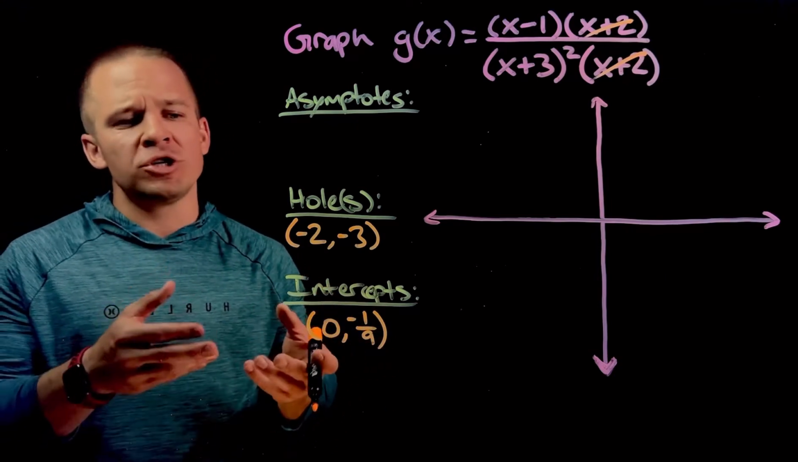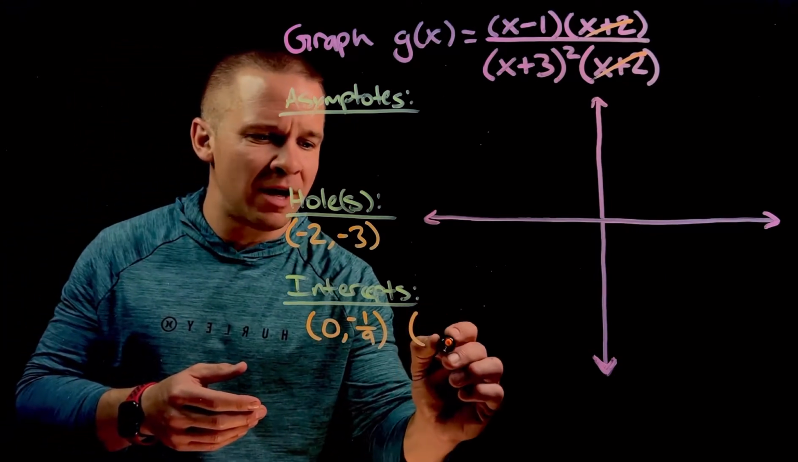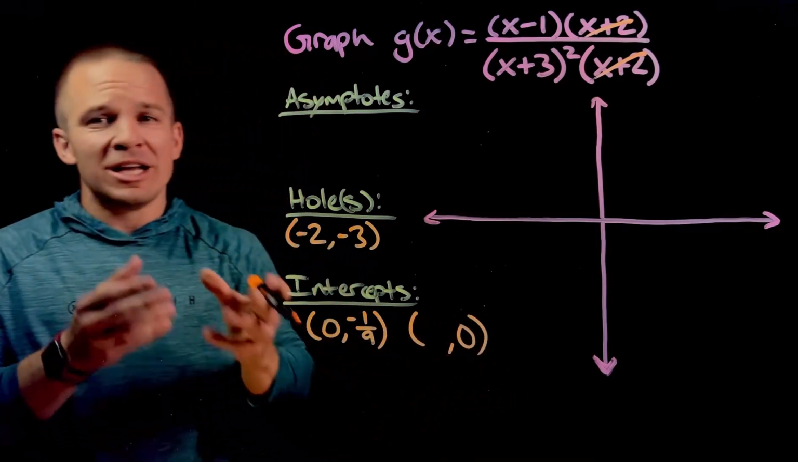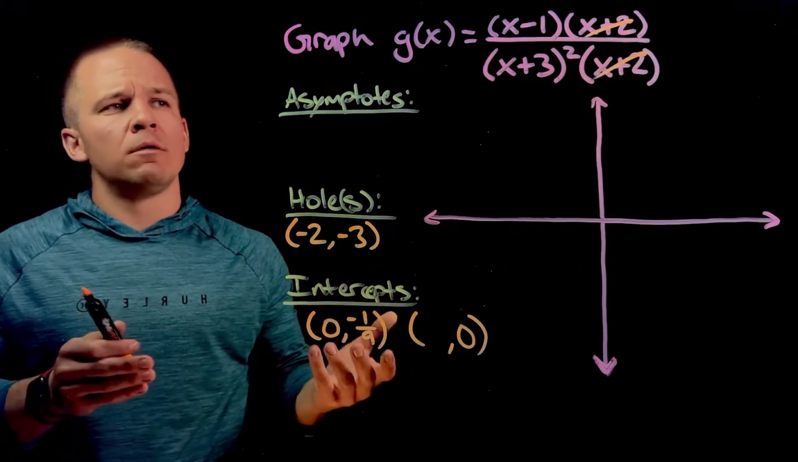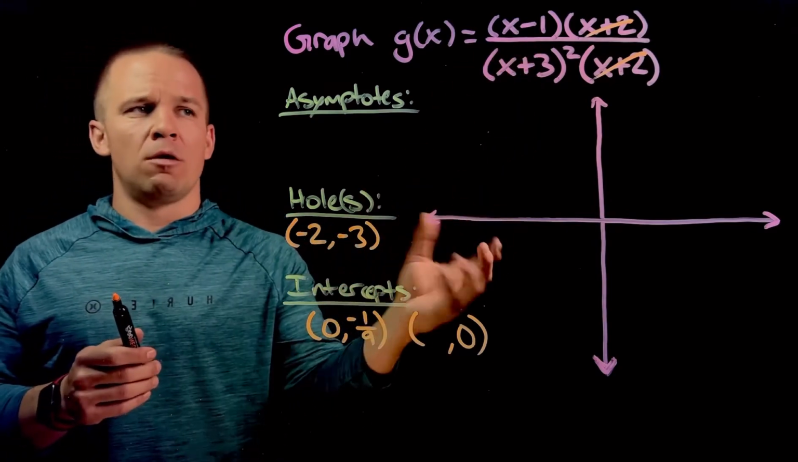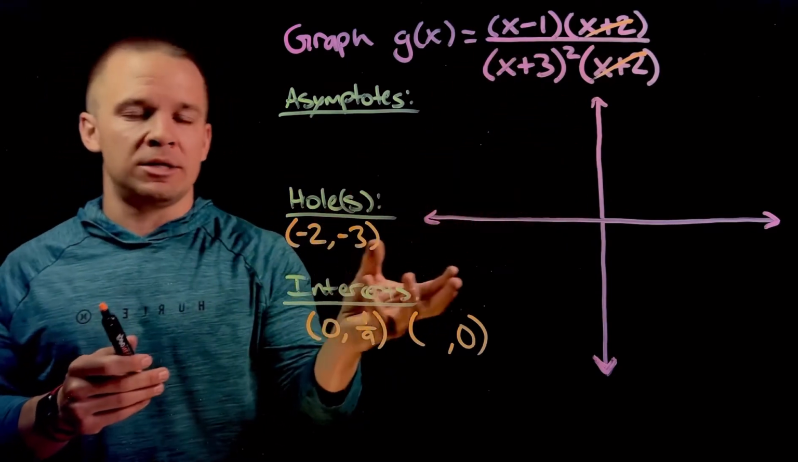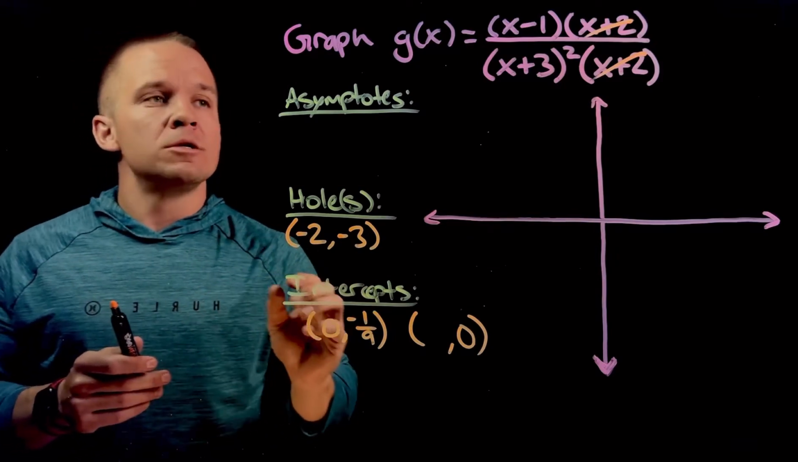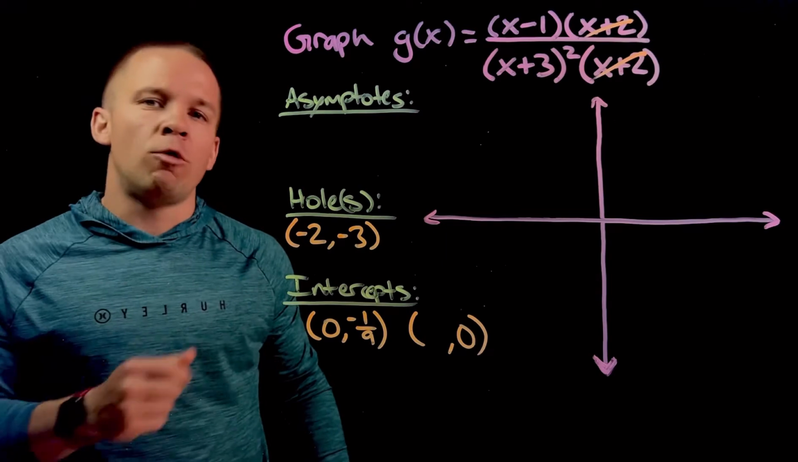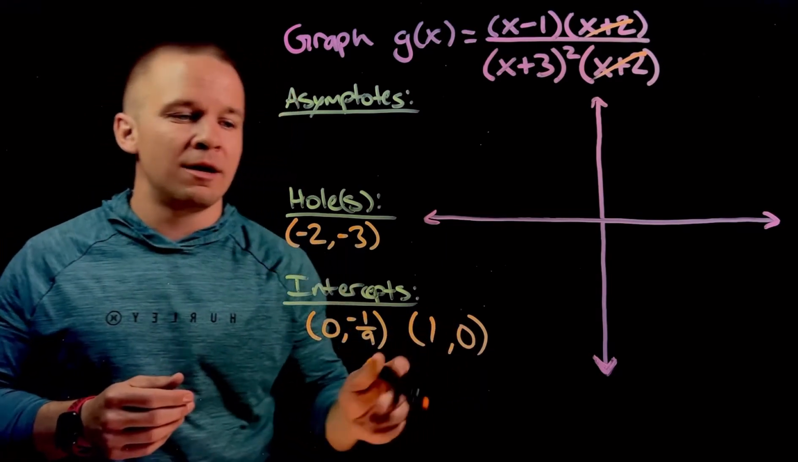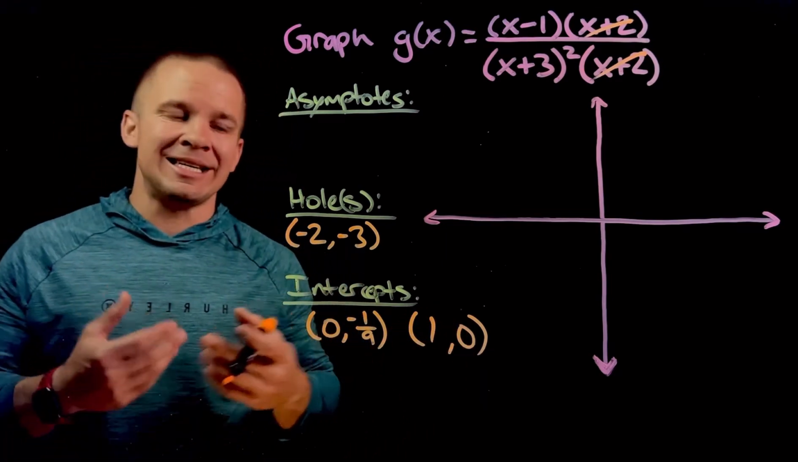Well, I want my function to equal 0, right? I want my y value to be 0 to get my x-intercept. Well, how do I get this thing equal to 0? My numerator would have to be 0, while my denominator is anything but 0, because I can't divide by 0. So what would make my numerator 0? x minus 1 equals 0. Add 1, I get x equals 1. So 1 comma 0 would be an x-intercept.